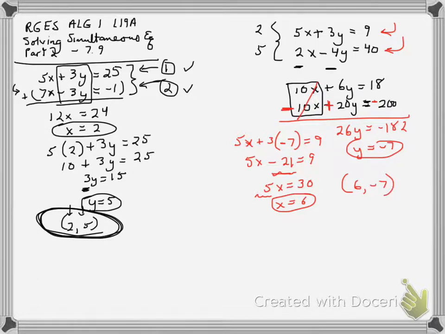To check, I have to go into the original two equations. 5 times 6 is 30, minus 21, that equals 9. And 12 plus 28, 40. Okay. So that's how you do these problems.